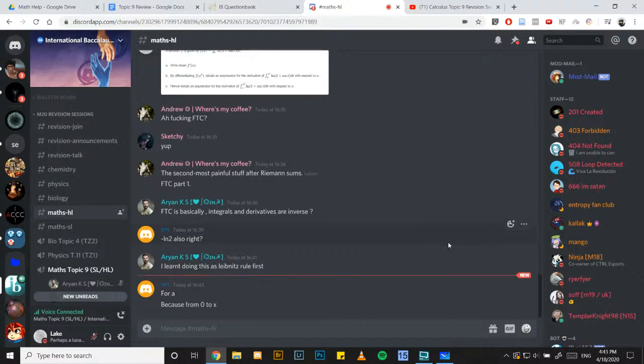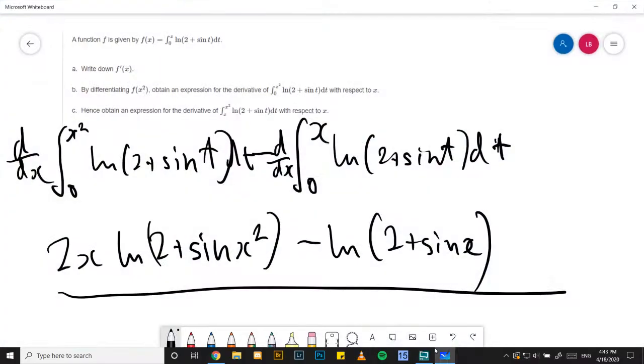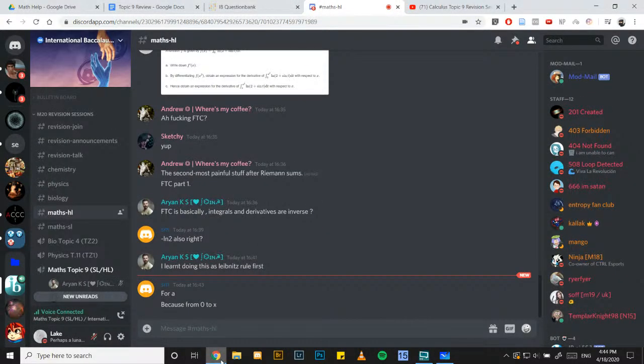It's just ln of L, because from 0 to x. Oh yeah, so it is negative. So that's why I put the negative in over here. So it's negative of ln 2 plus sine x, because that's why I put a negative over here. From 0 to x, it's negative. You have to take that away, so it's negative ln 2 plus sine x, and that's what I put in the final answer. Does that make sense?